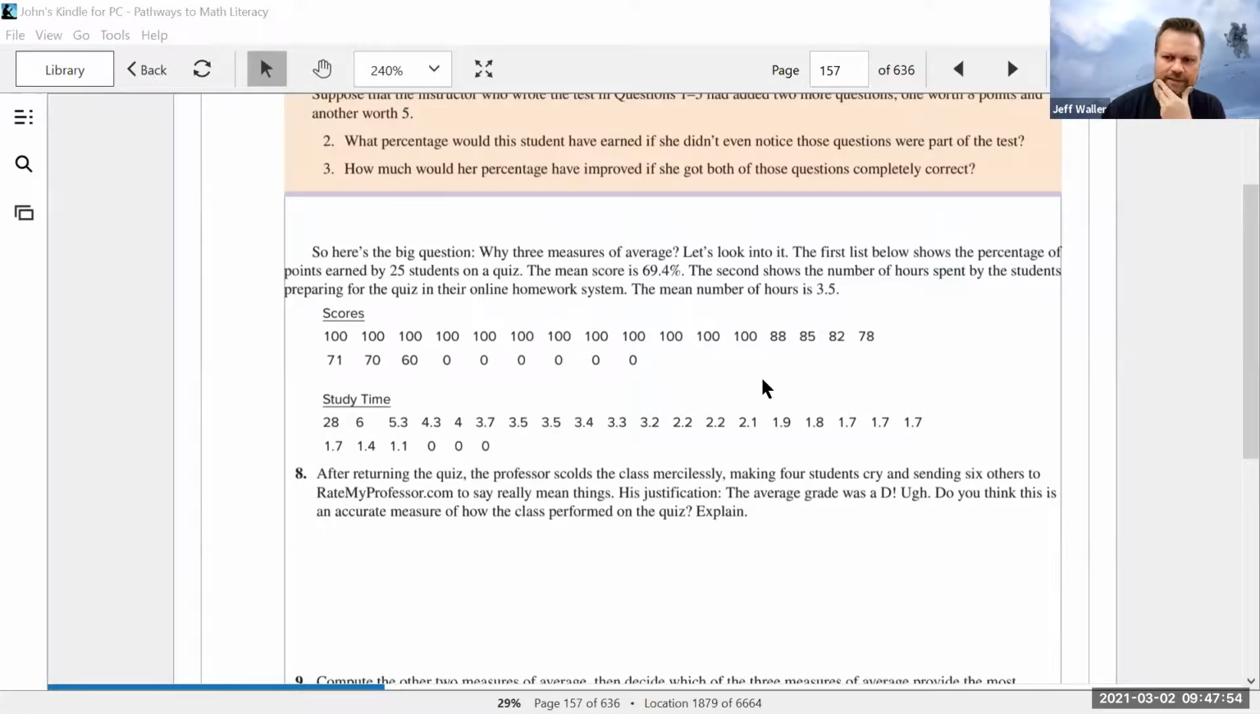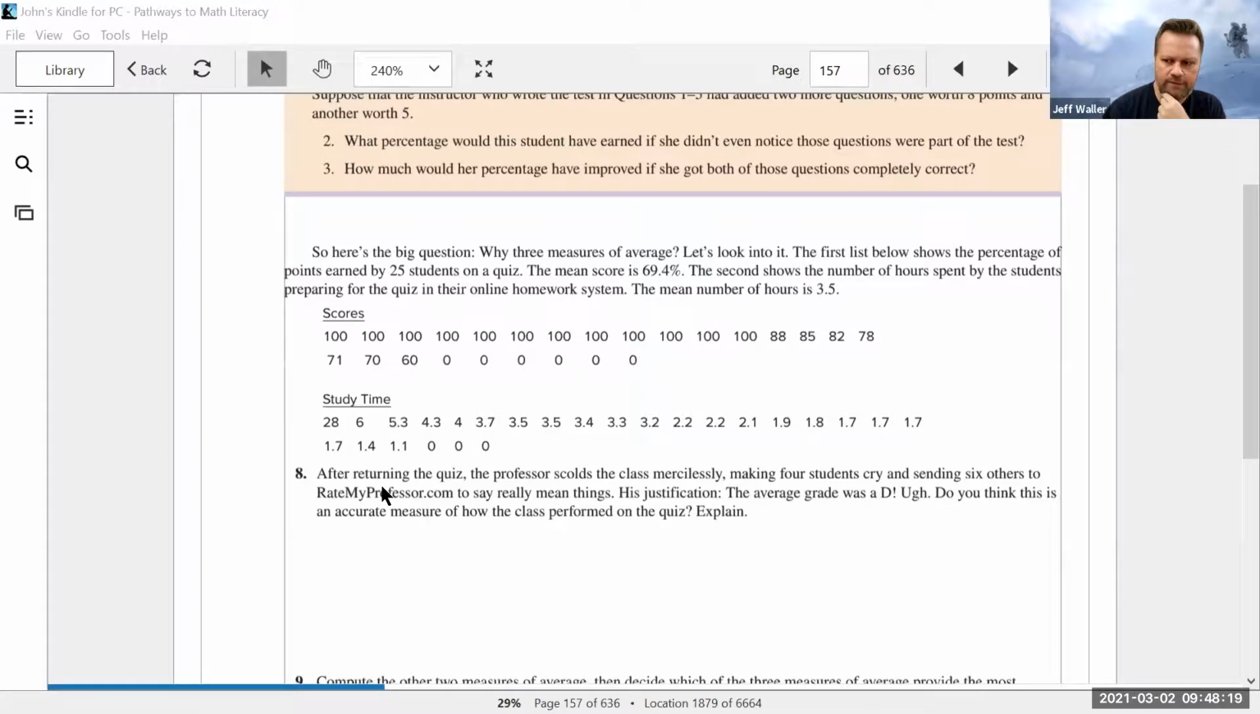Look at this insanity. So look at these scores on the quiz. They already told us the mean is 69.4%. And then look down here, this is interesting: study times, time spent studying. The mean number of hours spent studying was 3.5 hours.